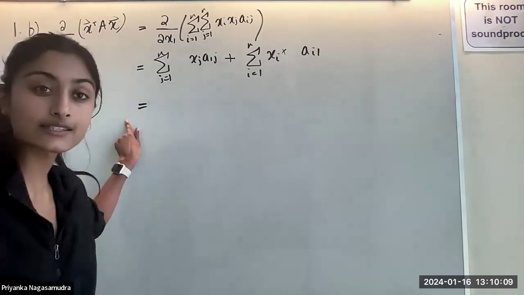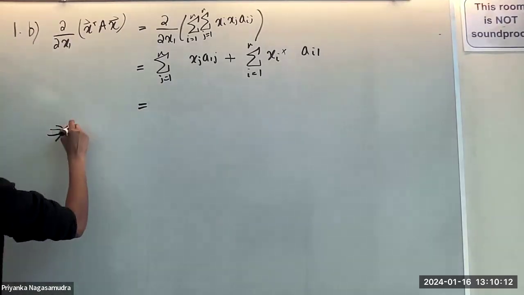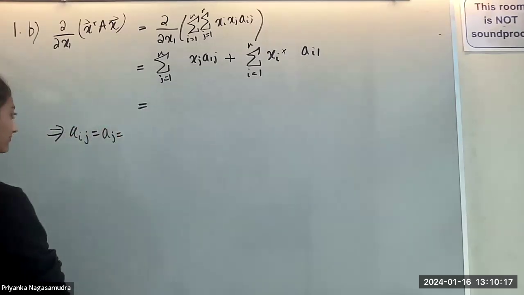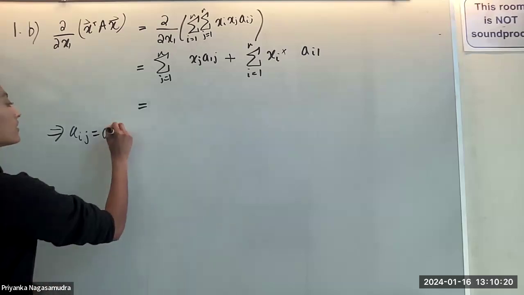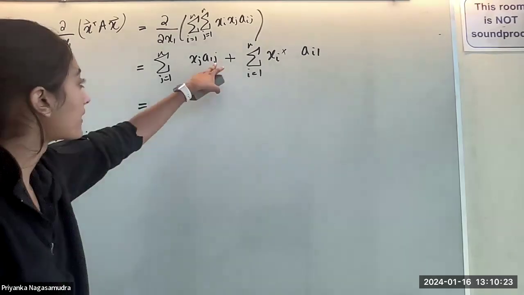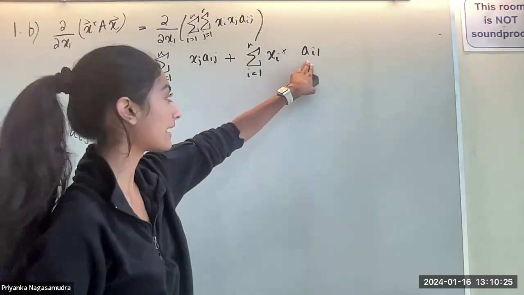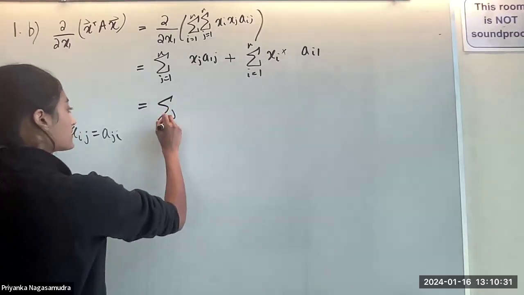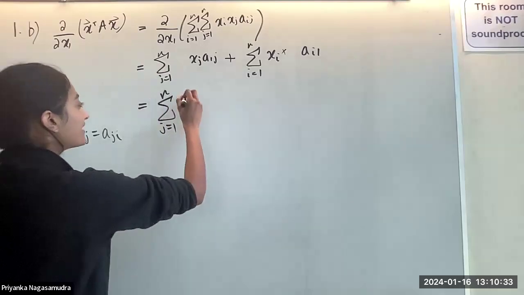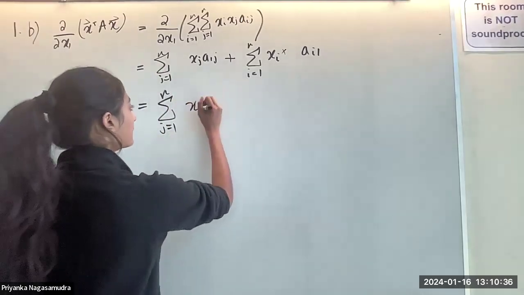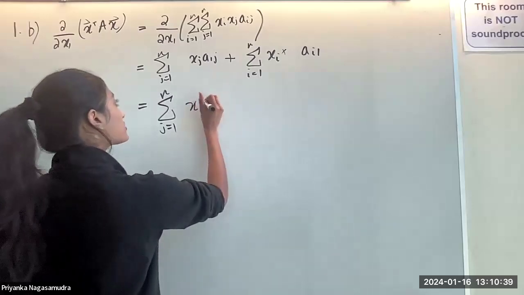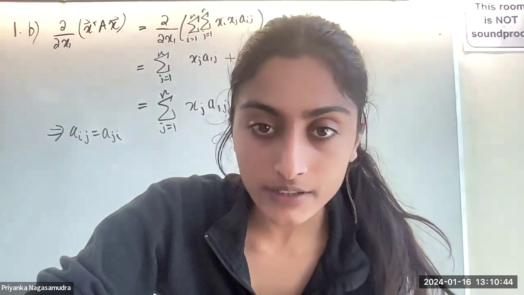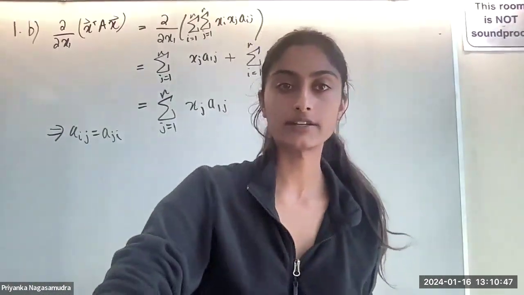Okay, so now we know that A is symmetric, so that implies that aij is equal to aji. So that gives us that a1j is the same as ai1. So we can sum this all up in one summation with xj a1j, which I think is how they wrote it in the discussion. Yeah, okay, cool.